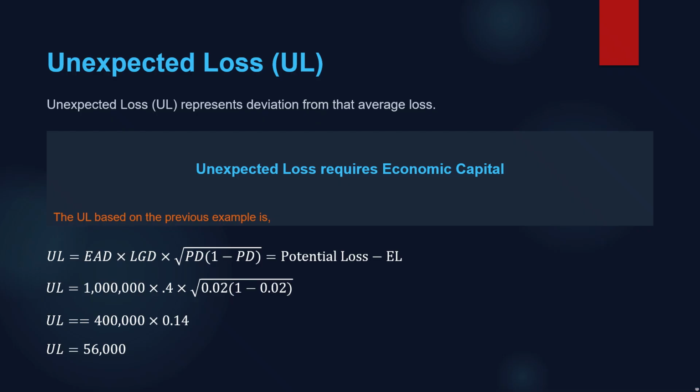For the exam, understand the distinction. EL is expected and priced. UL is unexpected and requires capital. This is fundamental to the Basel capital framework. You should also consider this example as we had for expected losses, and that shows that we have 56,000 unexpected losses for this specific example, and you can try this by yourself using the formula given.